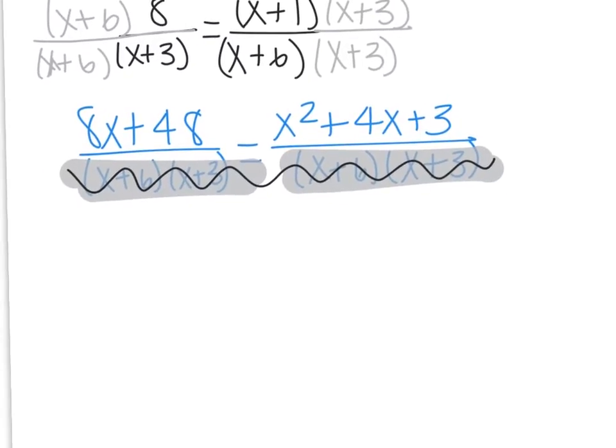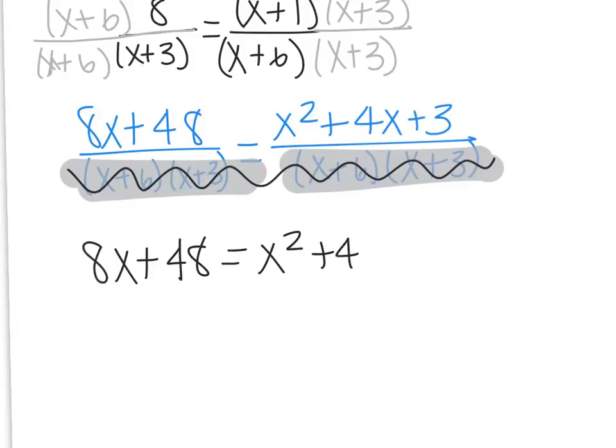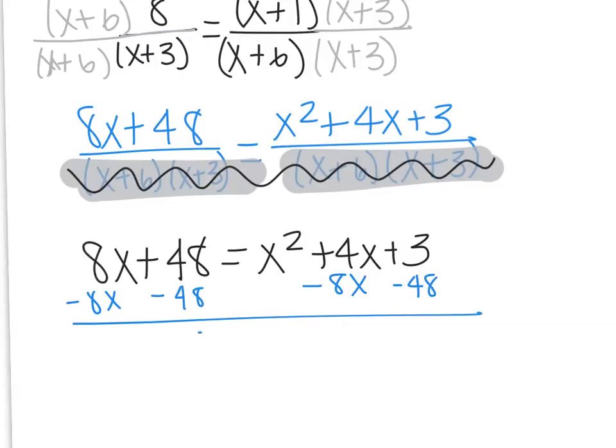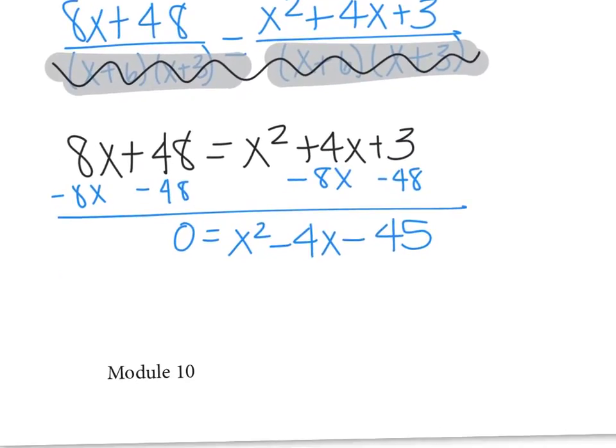And we'll get to the excluded values in a second. So my numerator says that 8x plus 48 is equal to x squared plus 4x plus 3. So I need to get everything onto one side, so I'm going to minus 8x from both sides. I'm also going to minus 48 from both sides. So I end up with 0 equals x squared minus 4x minus 45. So I need to see if I can factor this so that I can solve. Well, if I'm going to factor this, my coefficient, thankfully, of x squared is just 1.